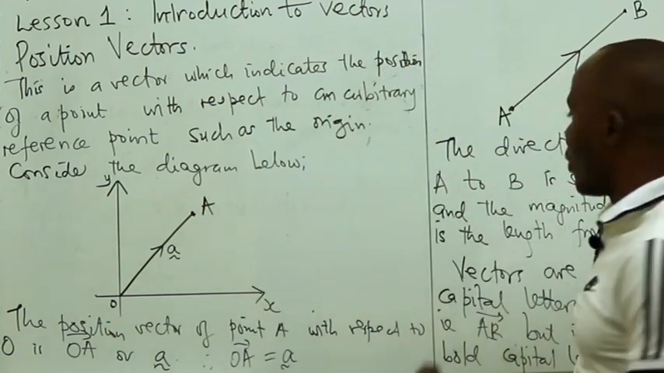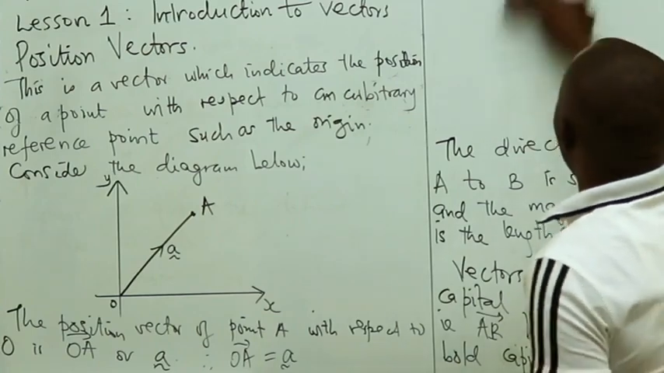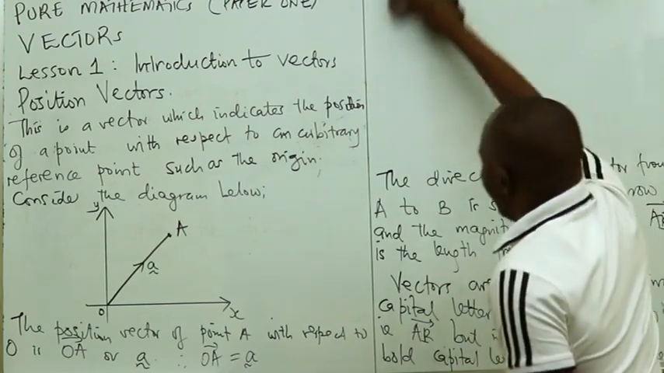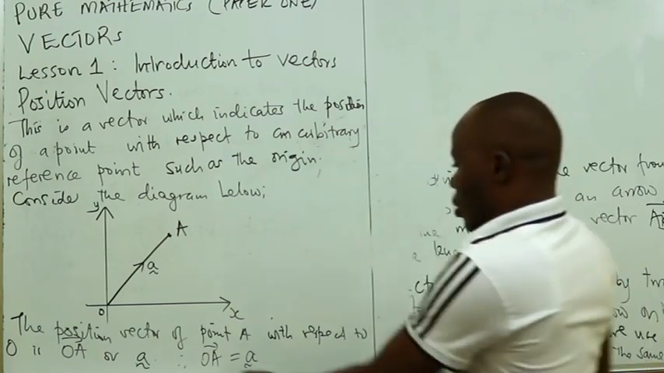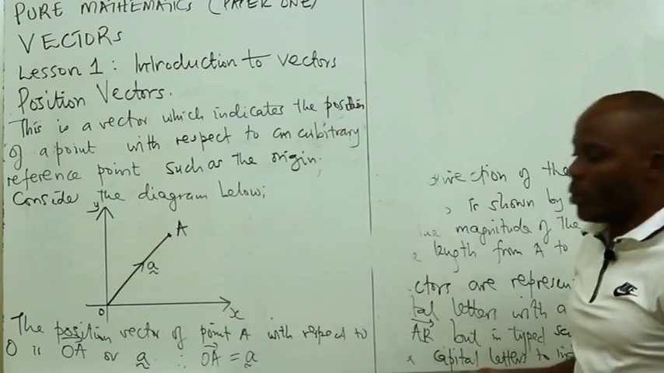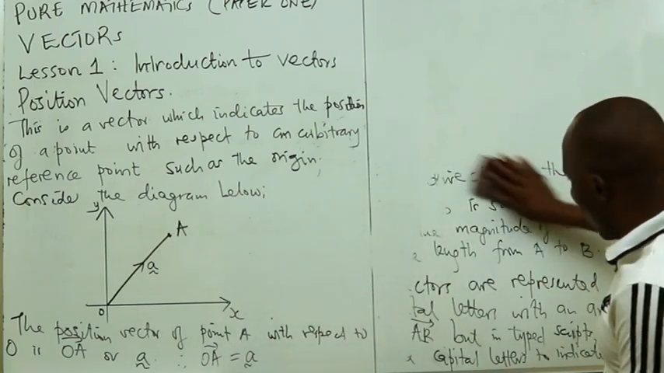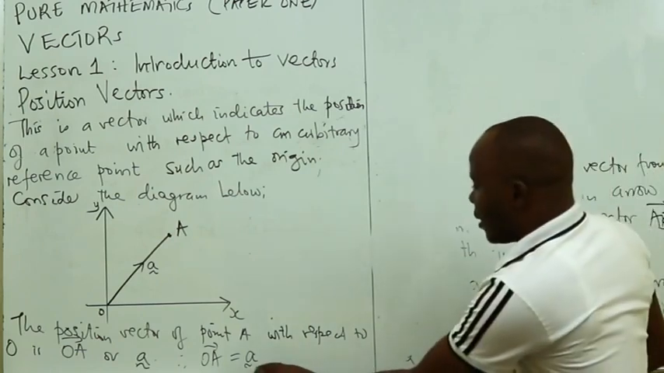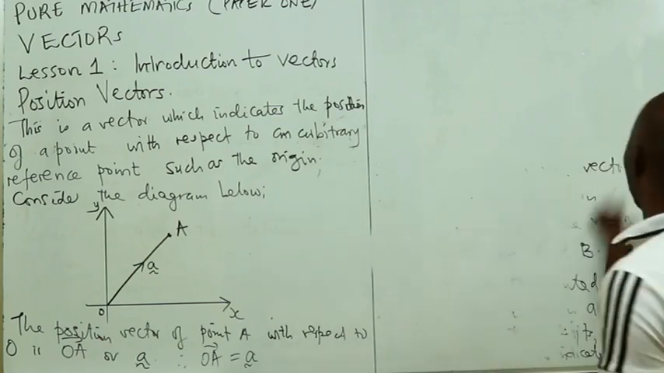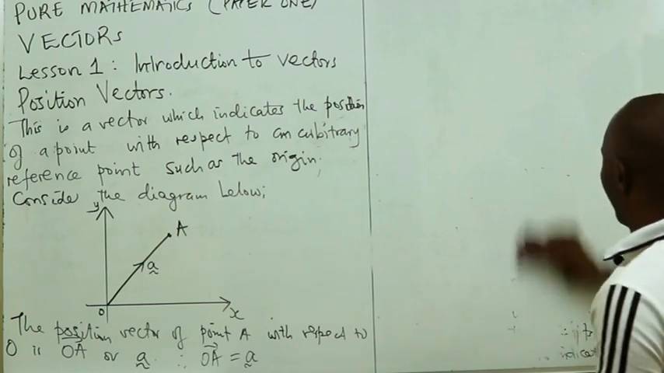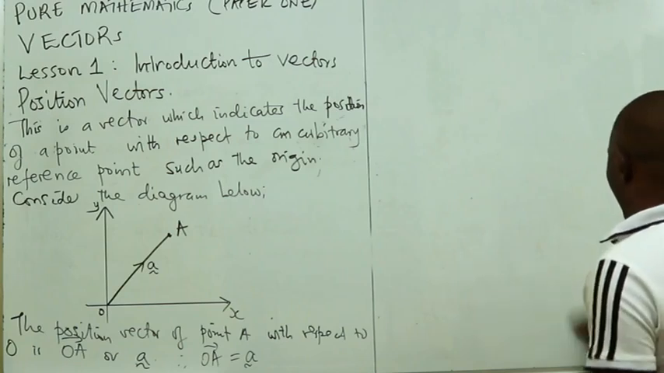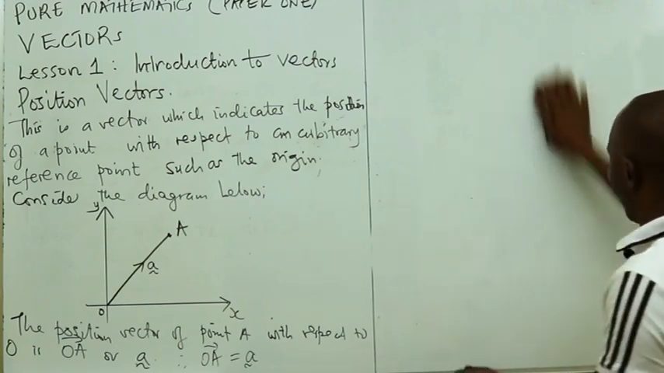But I want to emphasize one particular thing. That is none other than typed scripts. In typed scripts, you'll find this OA being bold without that arrow on top. Or if you are taking this small letter, still you'll find it bold without that symbol below it. That is something I wanted to emphasize there under representation alongside position vectors.